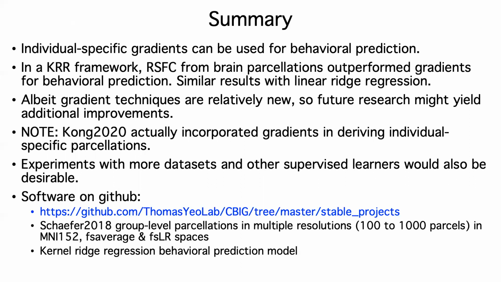All our software are available on GitHub. This includes the Schaefer group-level parcellation and our kernel ridge regression model for behavior prediction. The code of the individual-specific hard parcellations will also be released here once the paper is published.